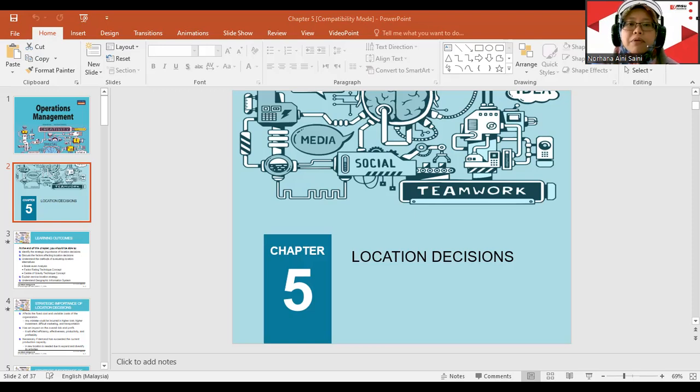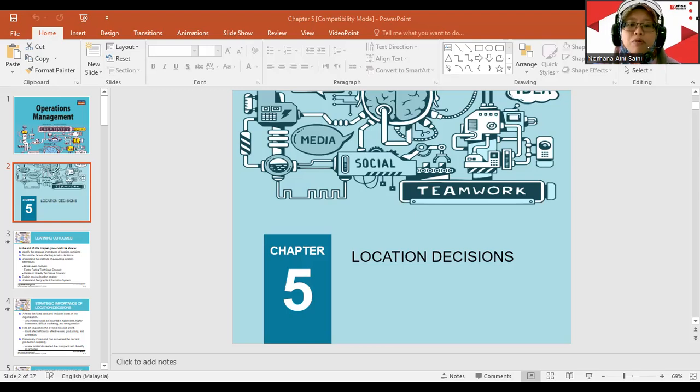Next we have the fixed position layout. So what is the fixed position layout? It is a layout whereby the resources such as personnel, supplies, and equipment are brought to the site where the product will be assembled, rather than being moved through an assembly line or a set of assembly stations. So it is typical of a project. Basically, the fixed position layout is more on the project.